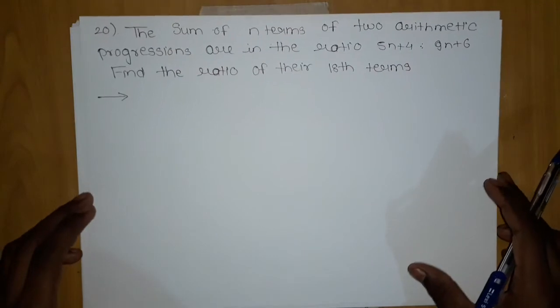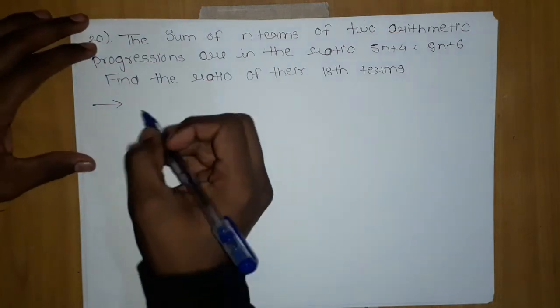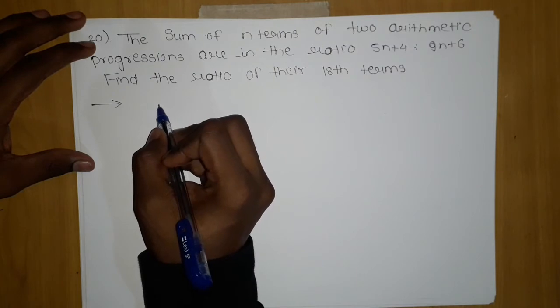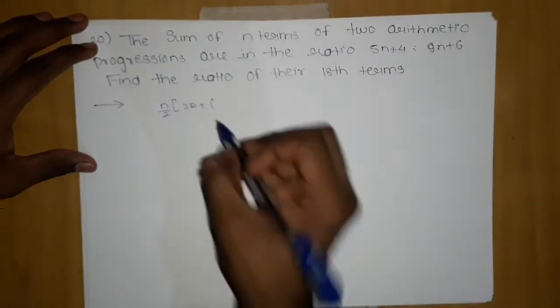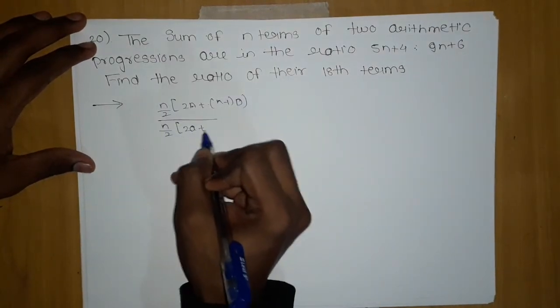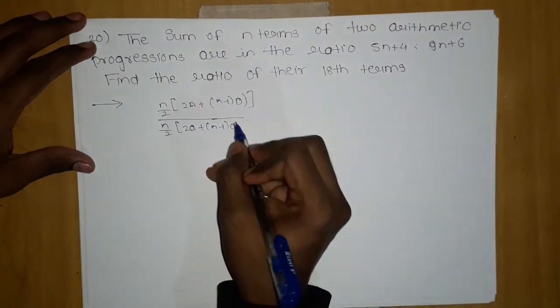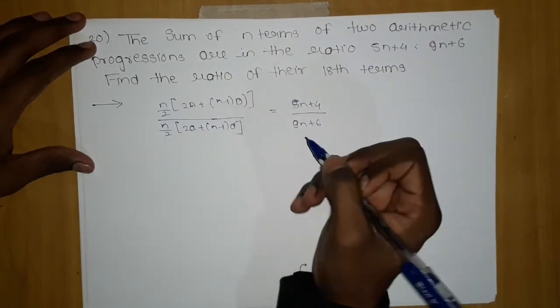Question number 20 is as follows. The sums of n terms of two arithmetic progressions are in the ratio 5n plus 4 is to 9n plus 6. Now for two arithmetic progressions, the a can be different, the n are the same, and d can be different. So let me take the first arithmetic progression as n by 2 bracket 2 capital A plus (n minus 1) into capital D. Then the next one is n by 2 bracket 2 small a plus (n minus 1) into small d. The ratio is 5n plus 4 upon 9n plus 6. Find the ratio of the 18th terms.